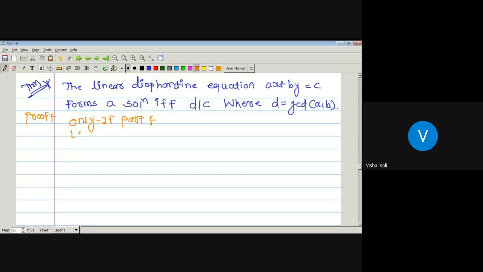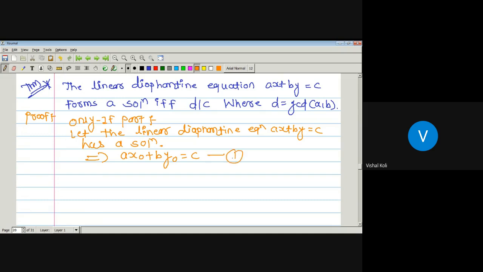So let the linear Diophantine equation ax plus by equal to c have a solution, and let the pair be some x naught and y naught. So a x naught plus b y naught is equal to c, since it has a solution. And now we have to prove that whenever d is the GCD of a and b, then d must divide c.